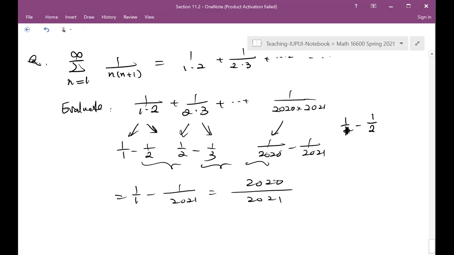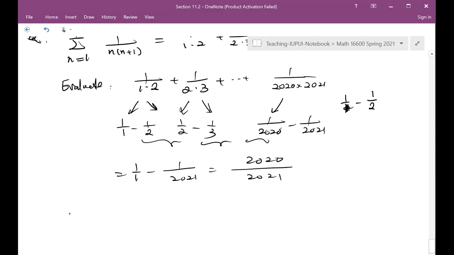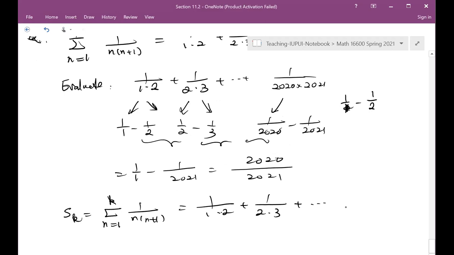All right, so this is a problem for middle school kids. But if you got this idea, then you can easily solve the problem. All right, so take a look at the partial sum, n equals 1. If you write down the details, the first terms will be similar, but the last term just change it to 1 over k times k plus 1.